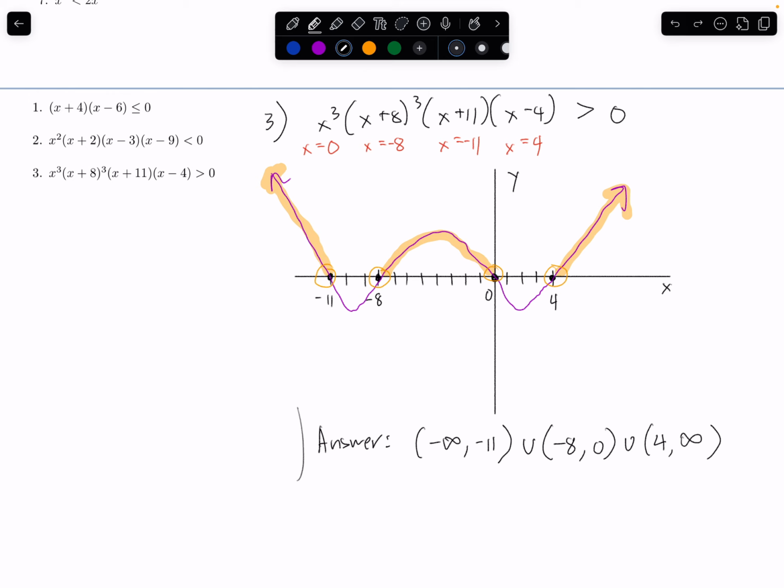Okay, that was an ugly box, so I'm going to erase it and let's just highlight the answer here.